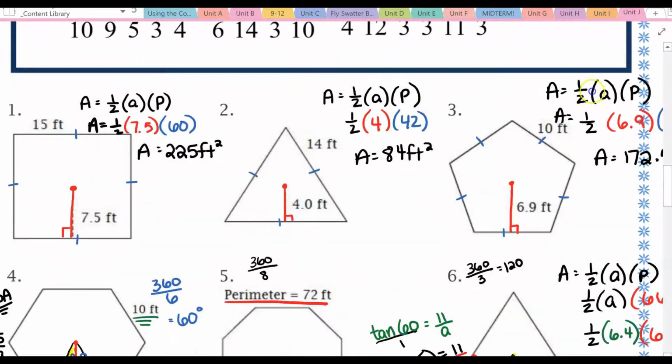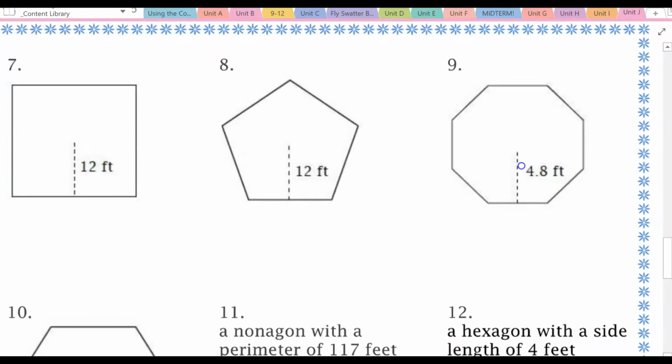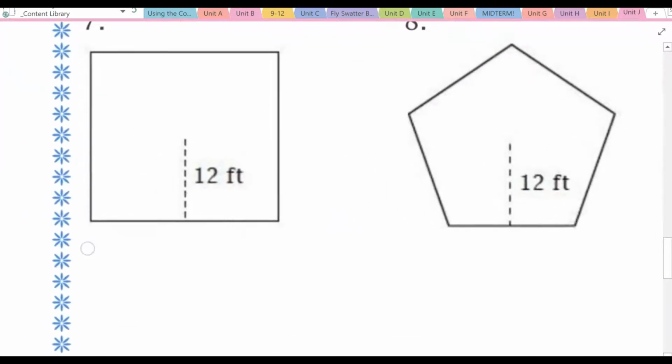Okay, number 7. This time they give us the apothem and we don't know a side. So now they're switching up what they're providing us with. Still using the same formula. Area equals 1/2 times the apothem times the perimeter. Actually, move this over. We know the apothem now is 12. This time we have to find the perimeter.